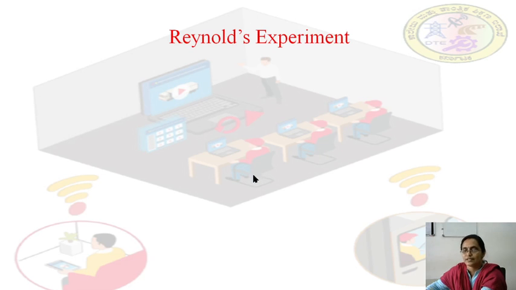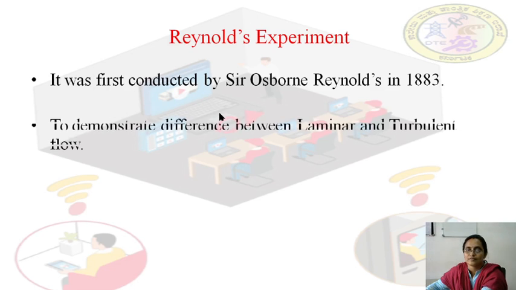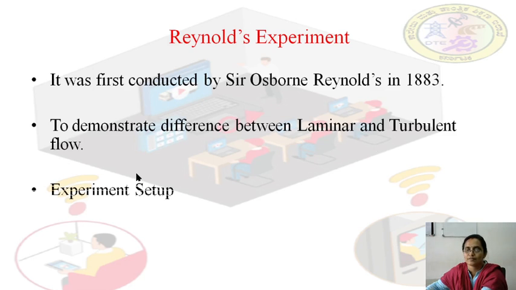Next we come to Reynolds experiment. It was first conducted by Sir Osborne Reynolds in 1883. With this experiment we can distinguish the different types of flow like laminar and turbulent flow. To demonstrate the difference between laminar and turbulent flow, this experiment was used. Now let us see the experimental setup and the procedure.